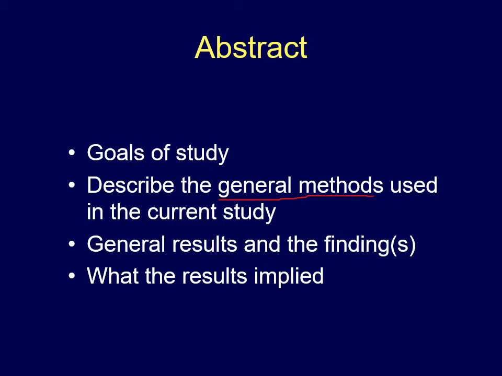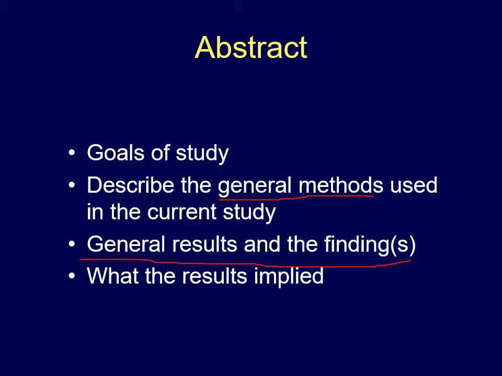Okay, so the general method is where you summarize very briefly the method that we used for the current study. So for the general method, you want to say something like, we used the Site Toolkit and an online experimental paradigm to study this. That's it. Okay, and then you want to talk about the general results and the findings.